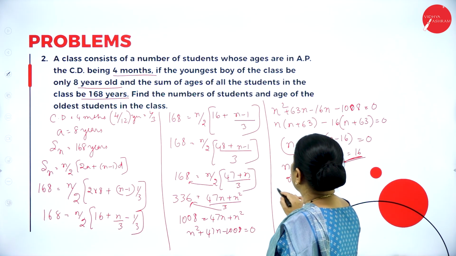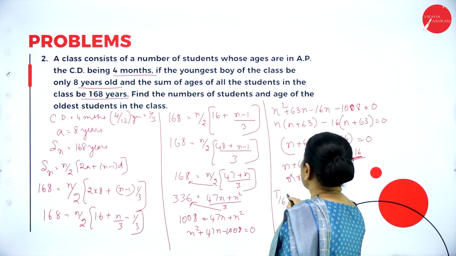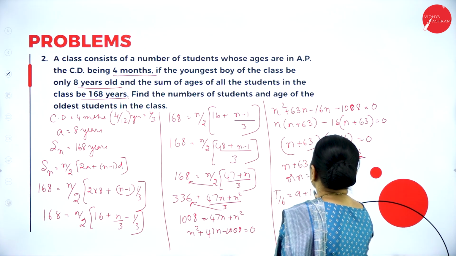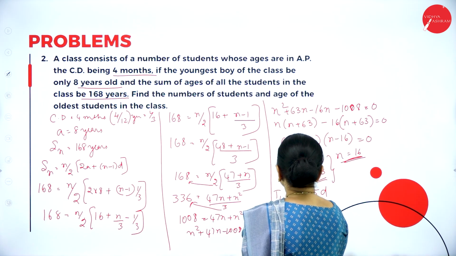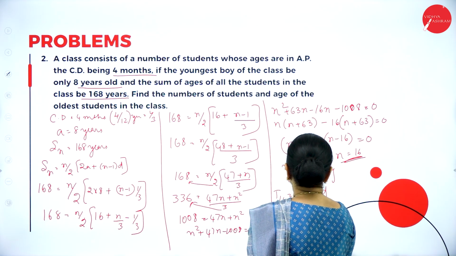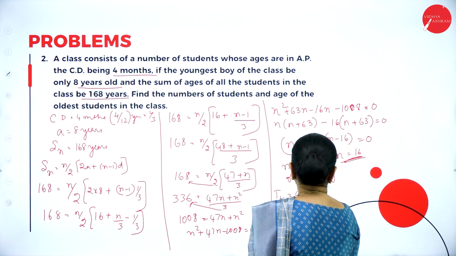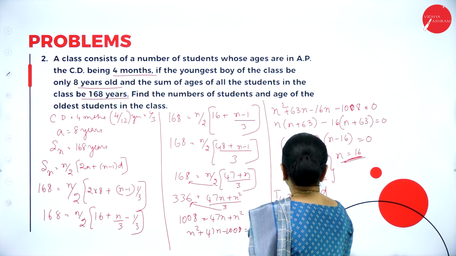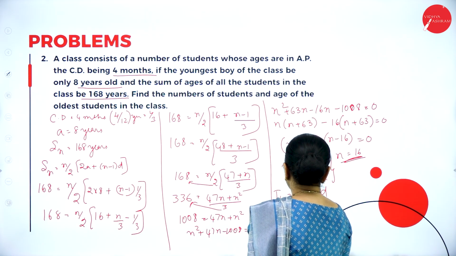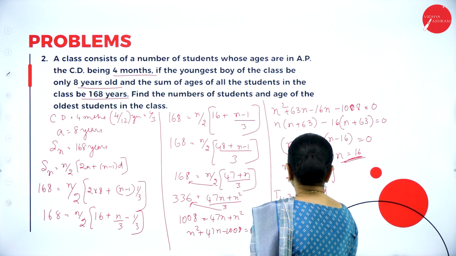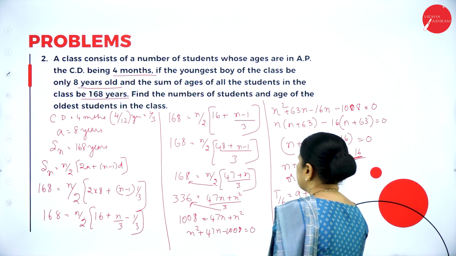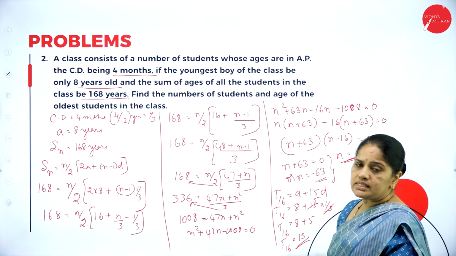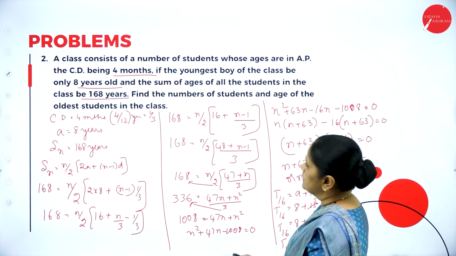Now we have to find Tn. So T16 will be a plus 15d. T16 will be 8 plus 15 into 1 by 3. 3 5s are 15. T16 will be 8 plus 5. So that is 13 years. The age of the oldest boy of the class is 13 years.